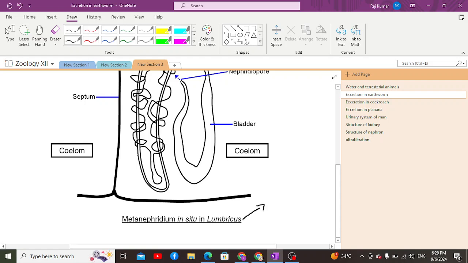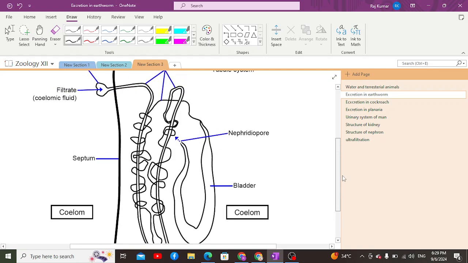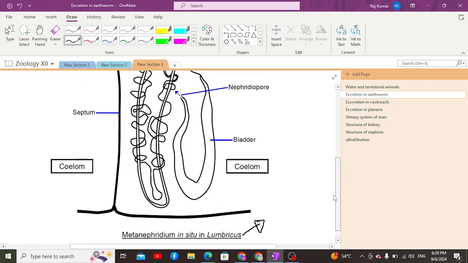There are many species of earthworm. There's Lumbricus terrestris, there's Pheretima posthuma. This one is in Lumbricus terrestris.